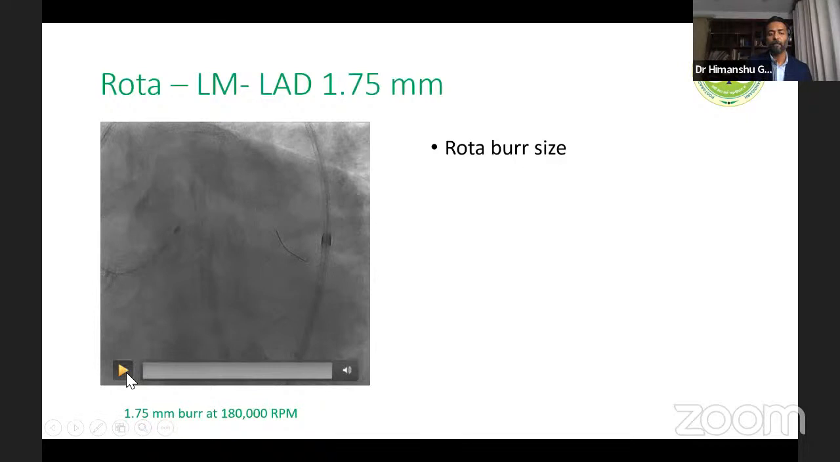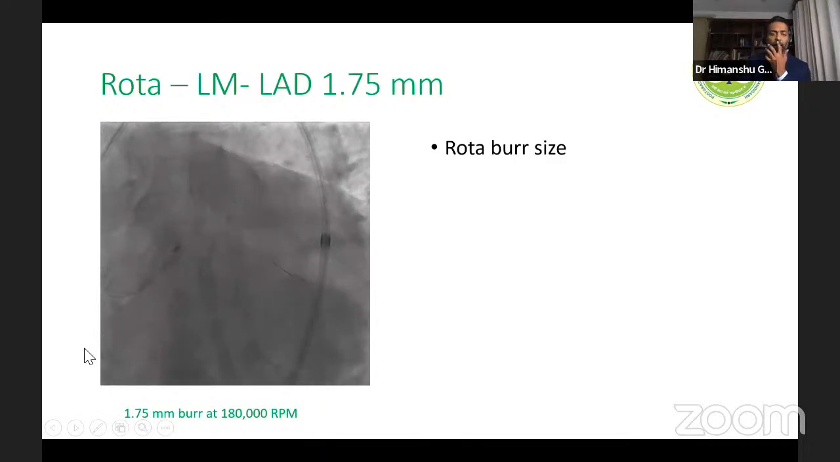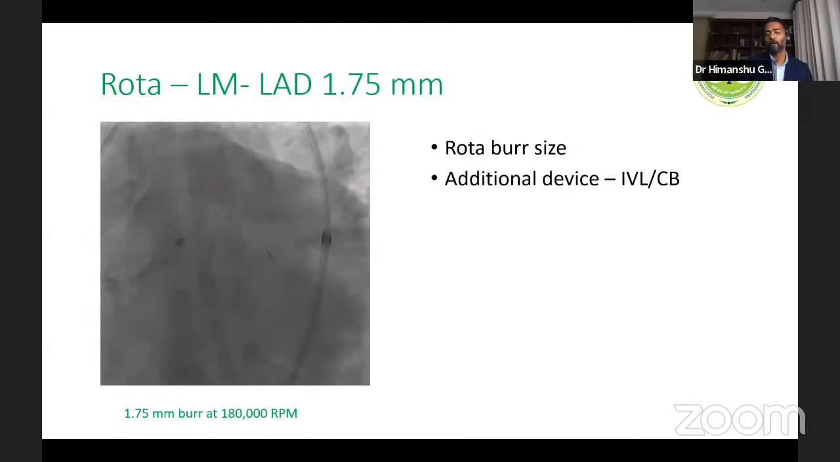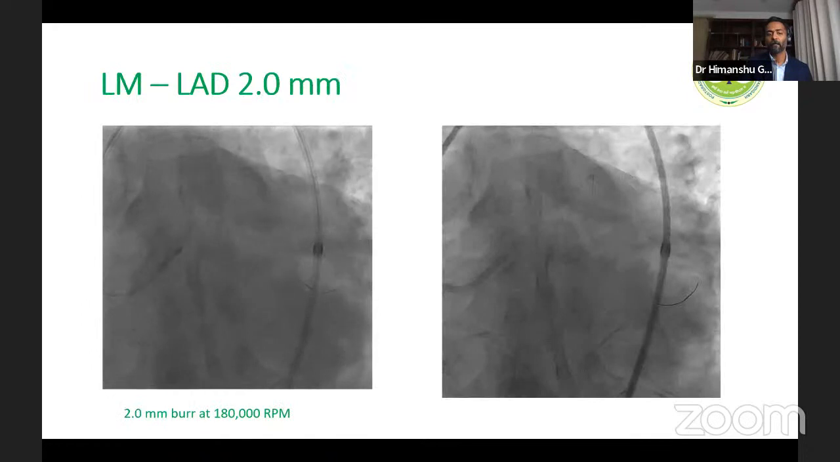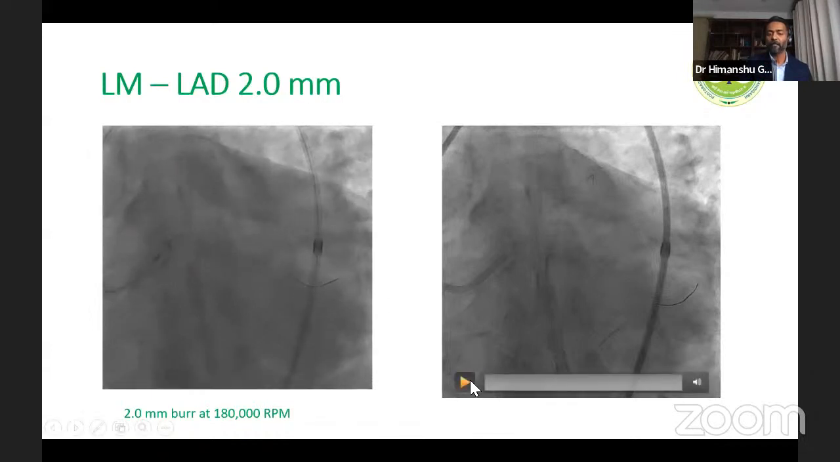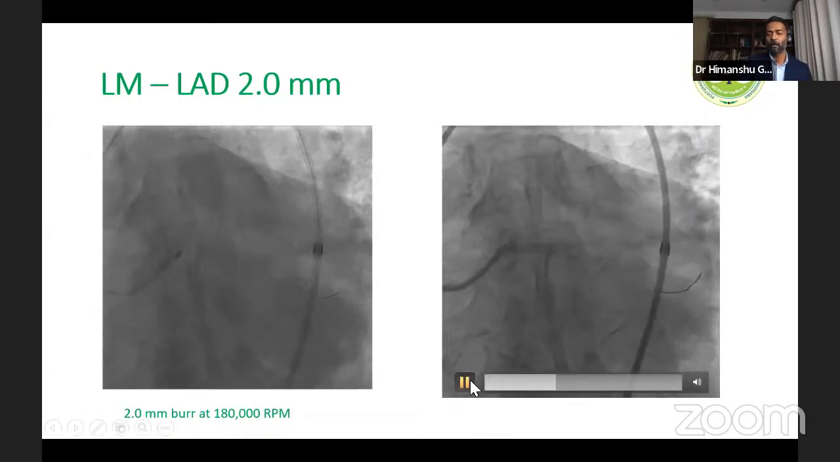So we started with a 1.75 millimeter burr from left main to LAD. After doing a 1.75 millimeter burr, we thought we of course need an additional device. 1.75 will be too little for the LAD, which is almost 4 millimeters. So we decided we'll use a 2 millimeter burr. So we ablated the left main to LAD with a 2 millimeter burr at 180,000 RPM. Took an angiogram after that, and everything looked all right.